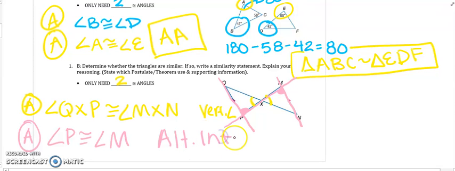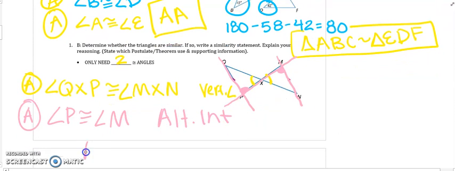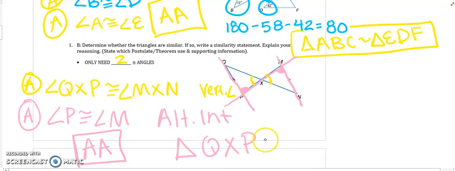Like we said, I have two angles, so that's enough for me to prove these two triangles are similar by AA. I'm going to write a similarity statement. Q lines up with N, X lines up with X, and P lines up with M.